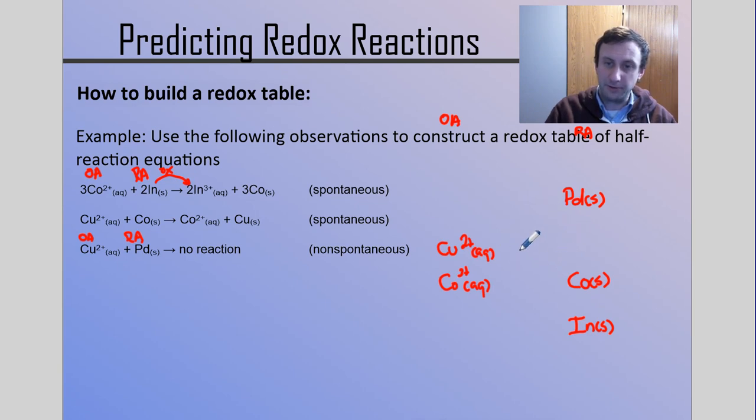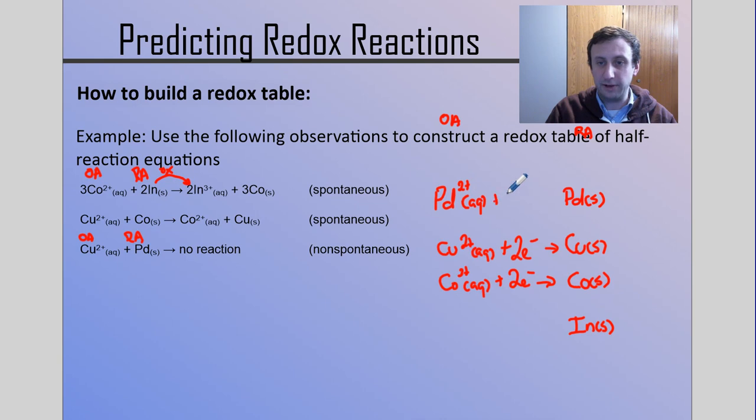So I have copper 2, I'm going to complete my half reactions now, plus 2 electrons, gives me Cu solid. How do I know it's turning to copper solid? Well, I can see that right over here. I have cobalt 2 positive plus 2 electrons gives me Co solid. Again, I can see that that's what it forms from the first reaction. Palladium, I'd have to look that up, right? Because I don't actually have the charge for that, but on the periodic table, it's Pd2+ aqueous plus 2 electrons gives me Pd solid.